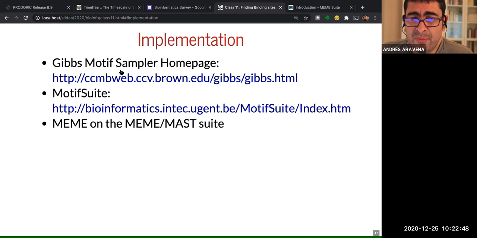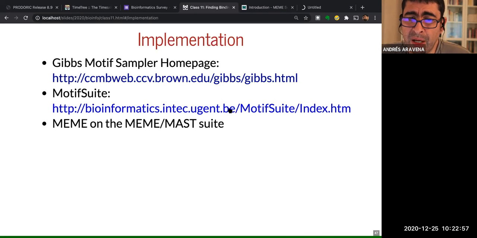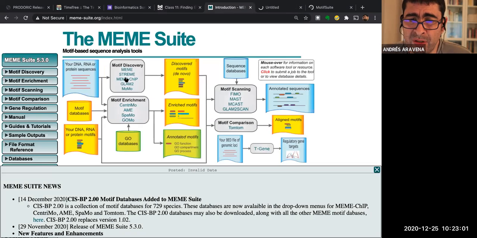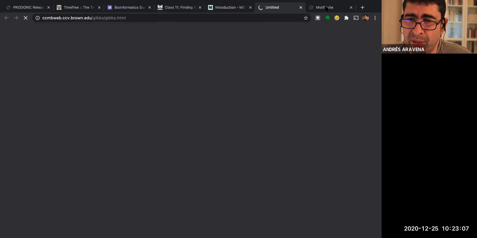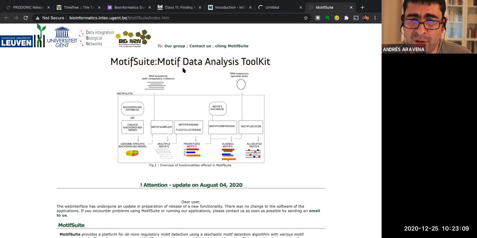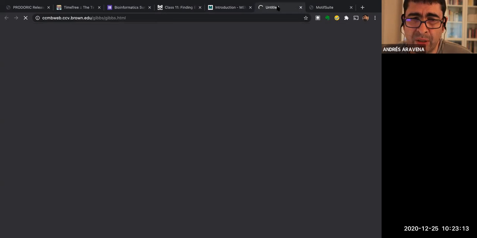So the Gibbs motif sampler is the original idea. You can look here. And the second is this motif suite, and MEME and MUST. So we have this suite doing this strategy with some variations. You have the motif suite at the University of Ghent in Belgium, and this one at Brown University. Let's see what happened.